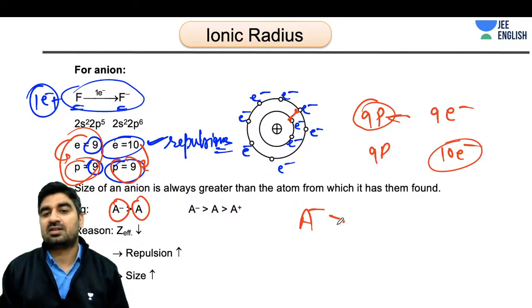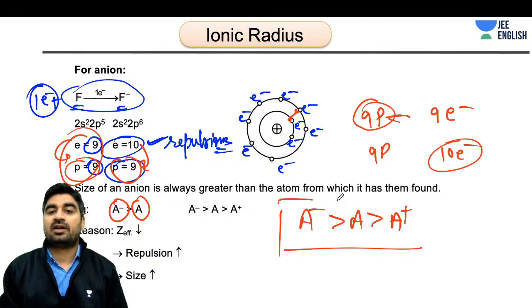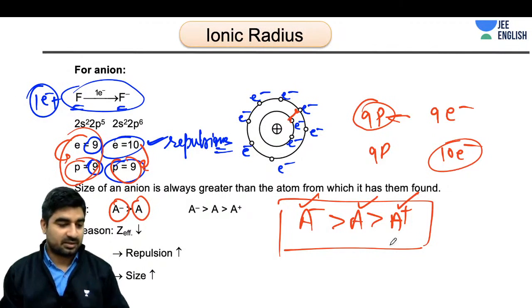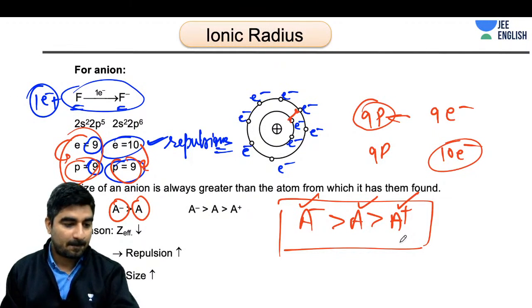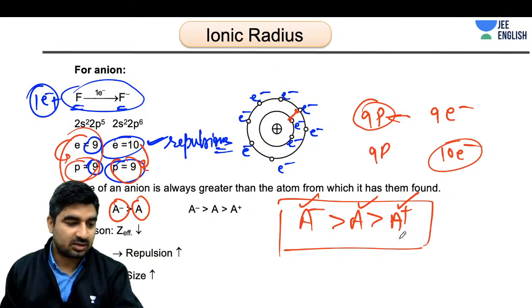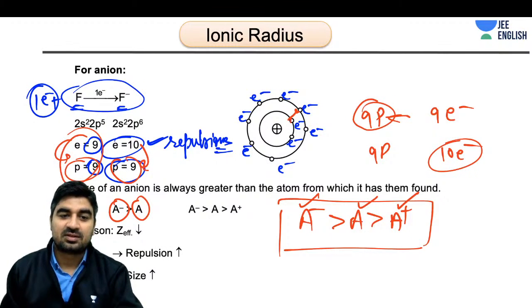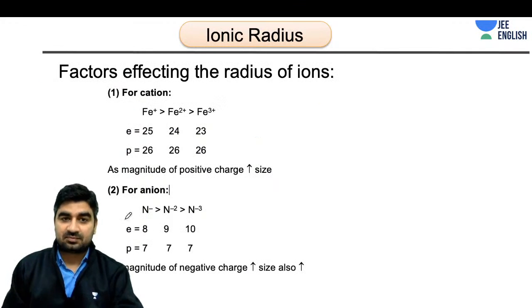So I can say the size order will be like this. Anion will be larger than the neutral atom, and cation will be smaller than the neutral atom. Got it? Any doubt? So let's move ahead now.